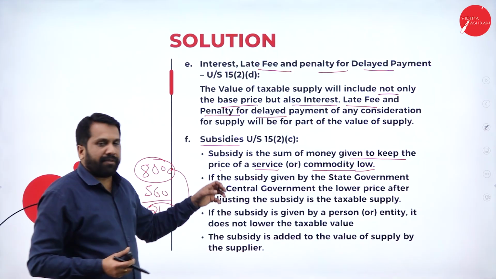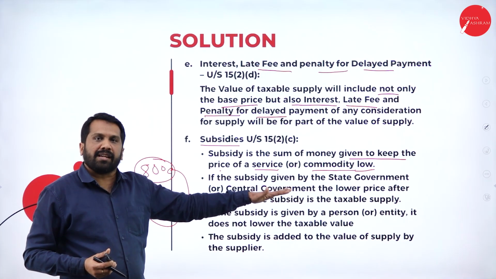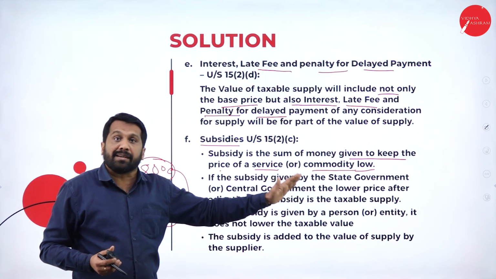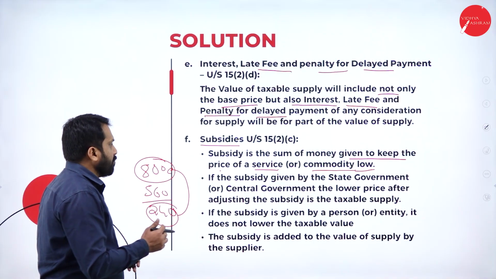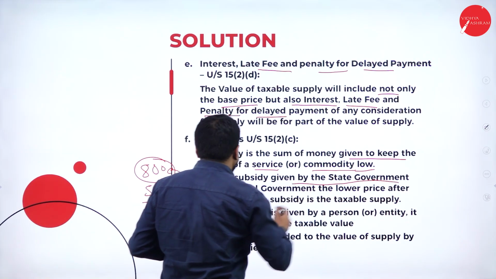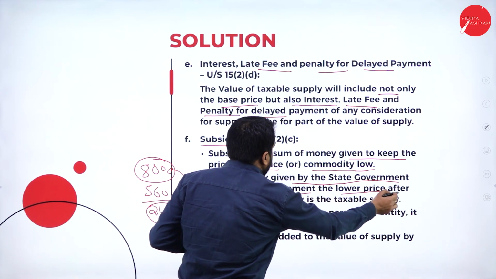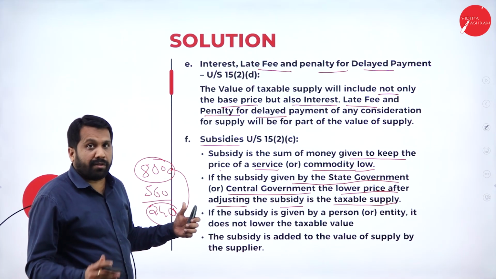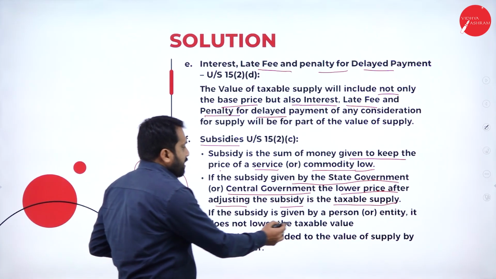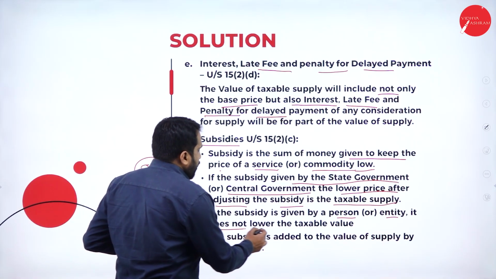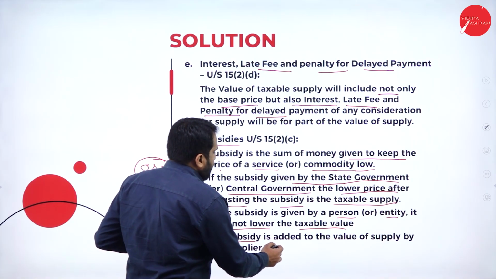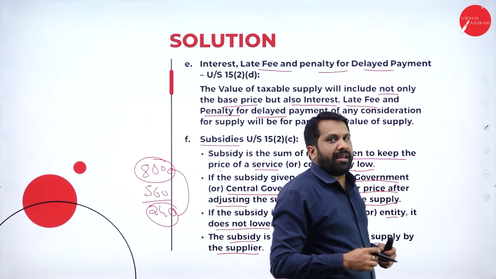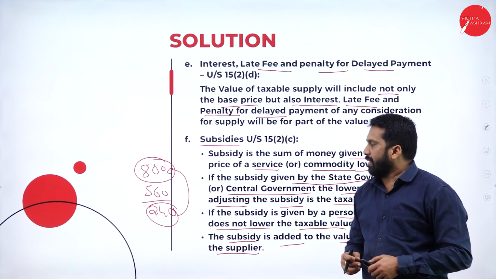Similarly, for a few manufacturers, they will give subsidy. That subsidy, as I told you, given by the government, should not be included. A subsidy given by a private institution should be considered. For a subsidy given by the state government or central government, the lower price after adjusting the subsidy is the taxable supply. Subsidy given by a person or entity does not lower the taxable value. The subsidy is added to the value of supply. Any subsidy given by a private party should be added to the value of supply.